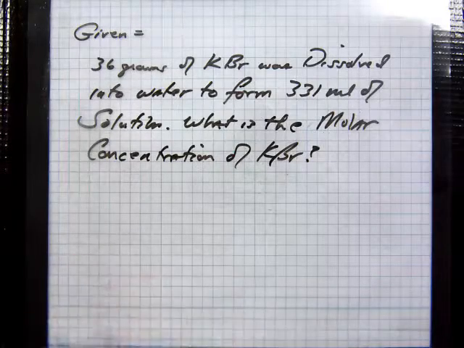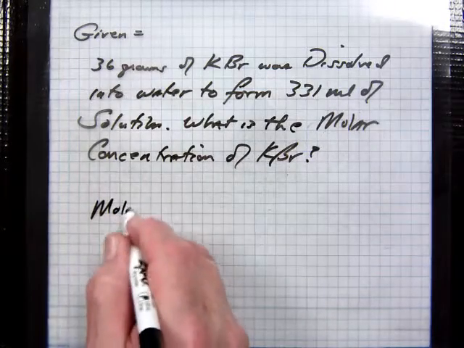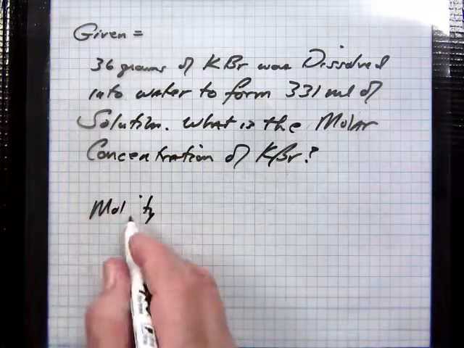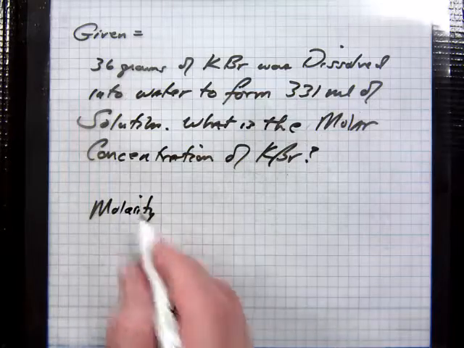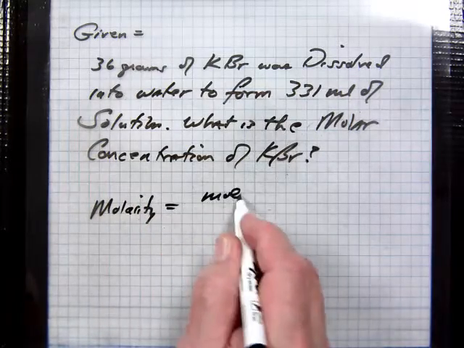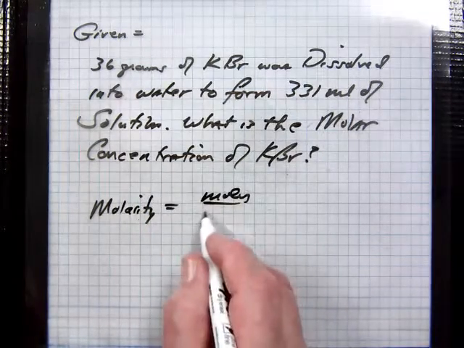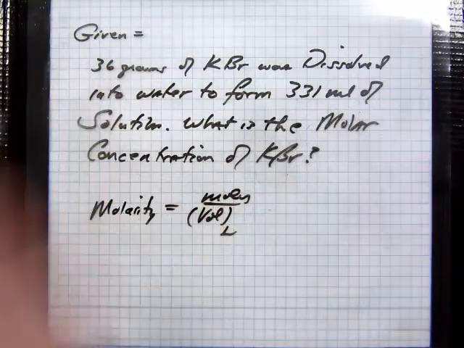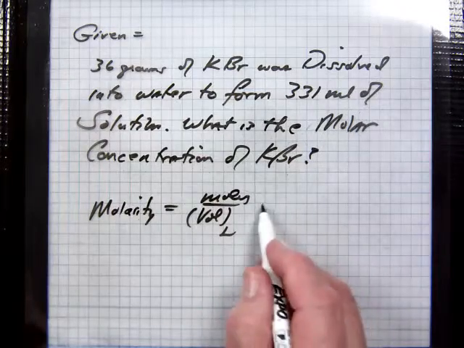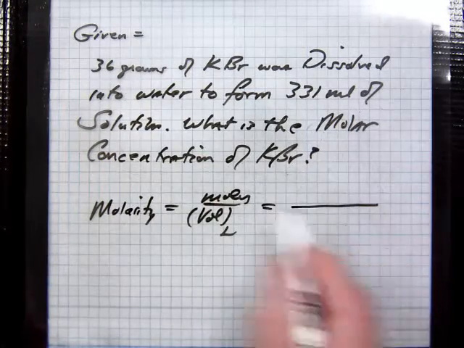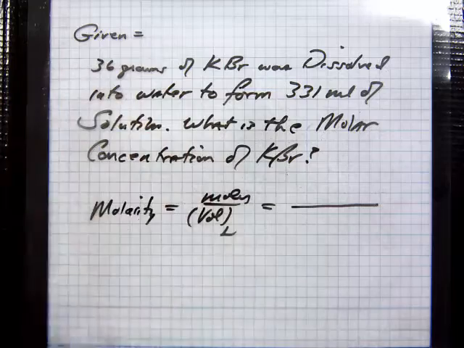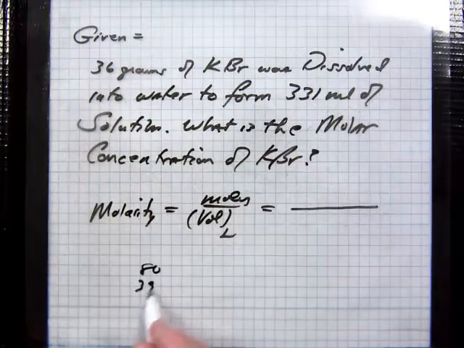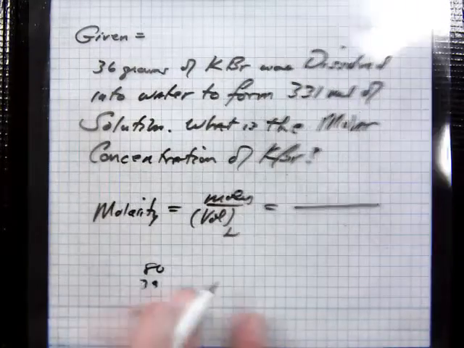Applying the definition of molarity, molarity is moles over volume expressed in liters. Well, what have you got? 36 grams. Well, that's the solute part of this, so you need to convert that to moles. How do you convert that to moles? That's 80 plus 39, 119 grams per mole.